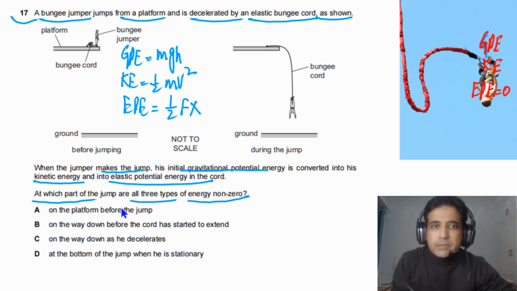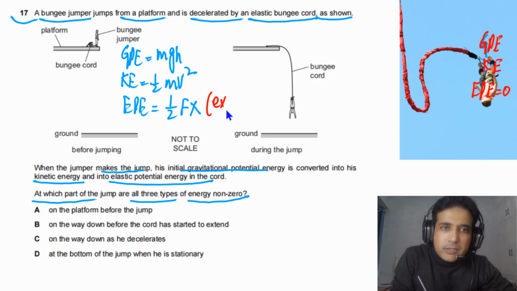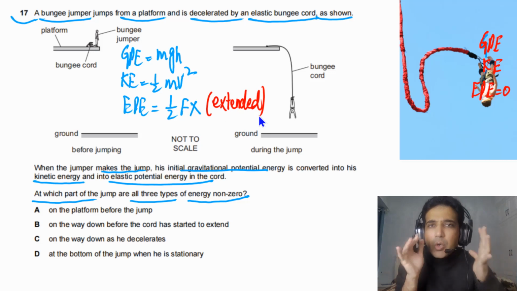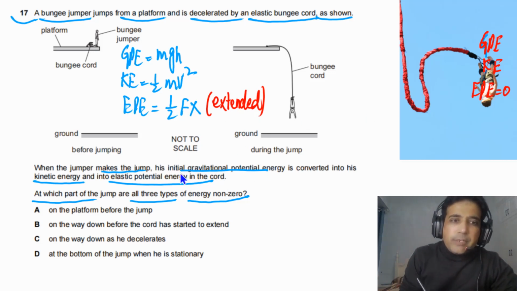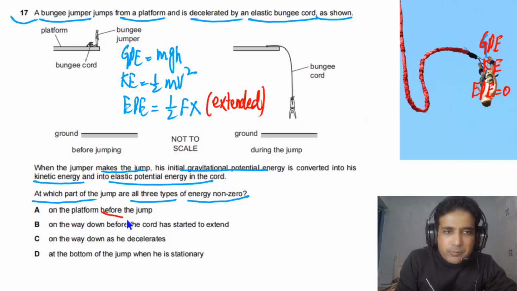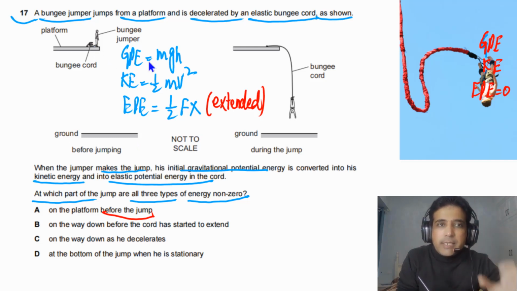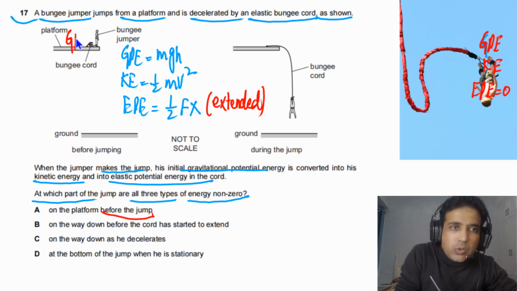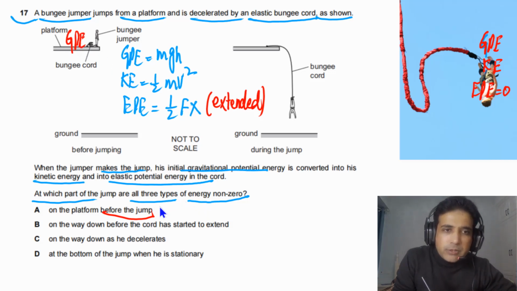So EPE is possible when the string is extended. This is the point you need to understand. So let's try to find out the answer. On the platform before the jump, the person is at rest and the string is not extended. So the person has only GPE. We can simply write down here, person has only GPE.